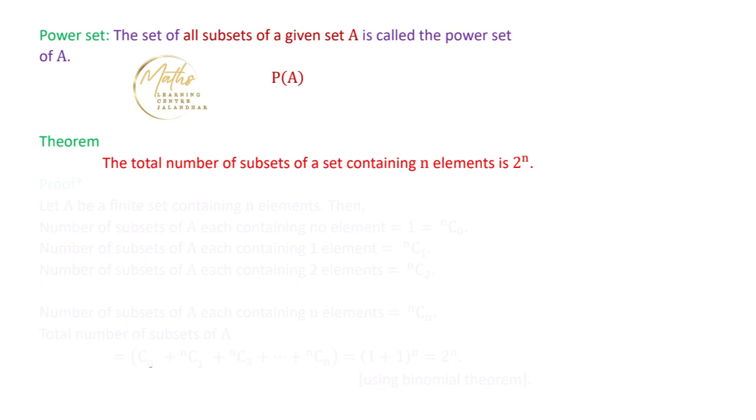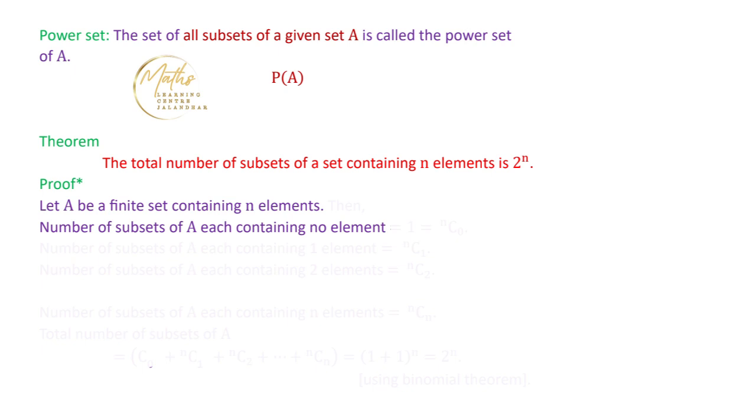So we are going to give the proof over here. The proof is based upon the binomial theorem, so you can skip it at this moment. Let A be a finite set containing n elements. Then the number of subsets of A containing no element, we are choosing no element out of n elements, so the value is equal to 1.